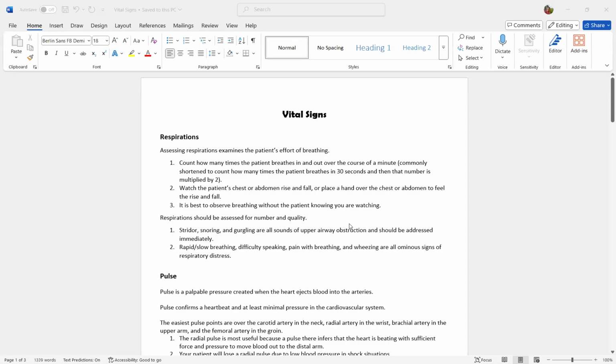Let's start with vital signs. So I have given you guys this, and this just kind of breaks down the different vital signs and how to do them, why we do them. So respirations, assessing respirations, examines the patient's effort in breathing. This kind of counts you down on how to do it, and then some sounds you're going to hear, and some other information about the number, the quality.